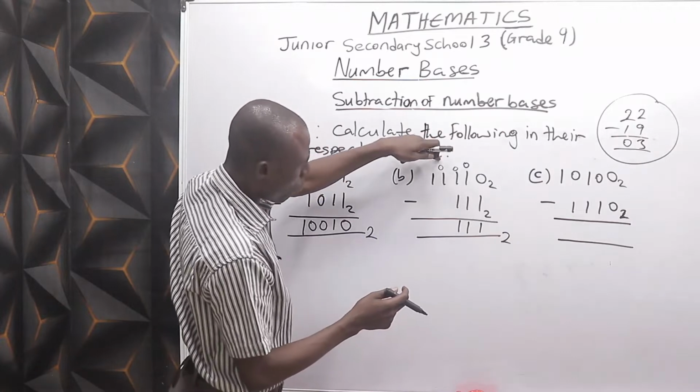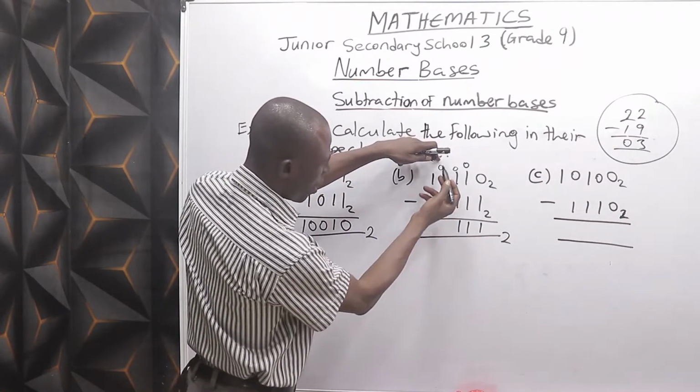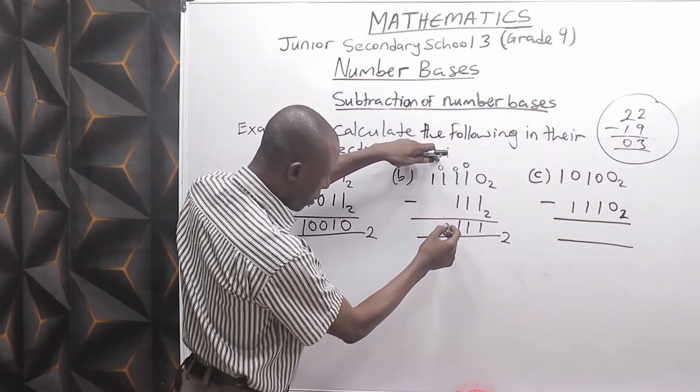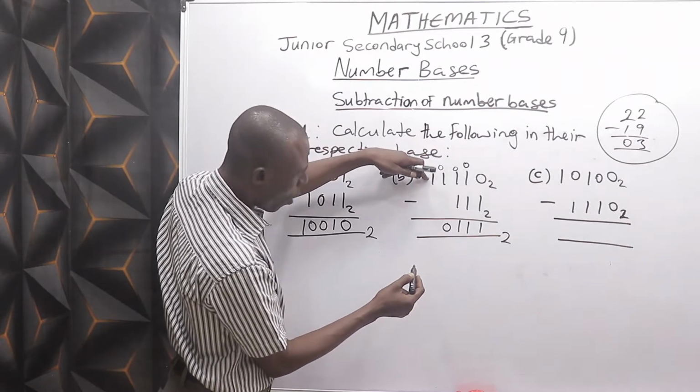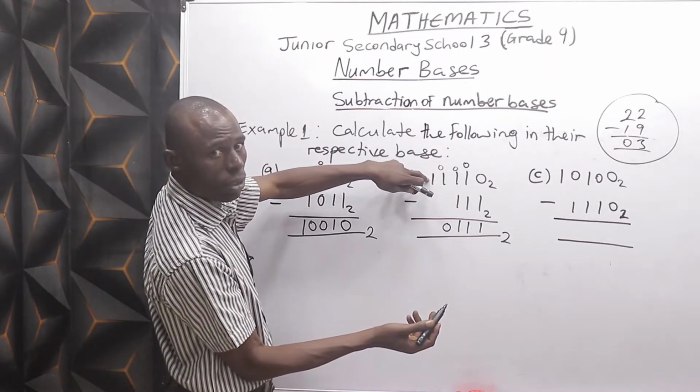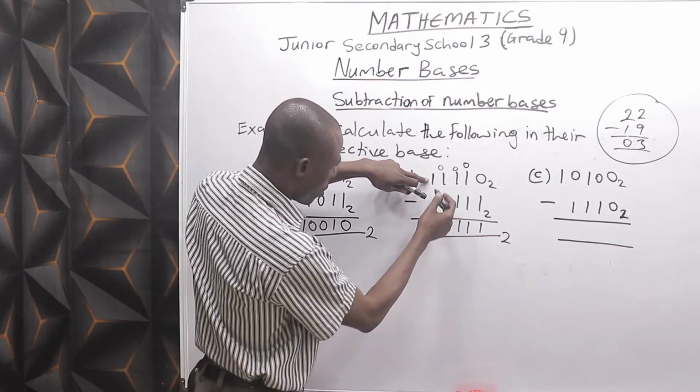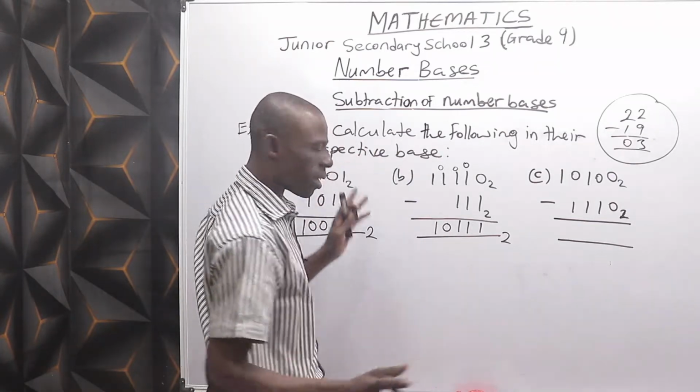Don't forget this is 0. And you have nothing to subtract from it, so just lift it down. 0. This one here, there is nothing to do with it, so lift it down. And that's your answer.